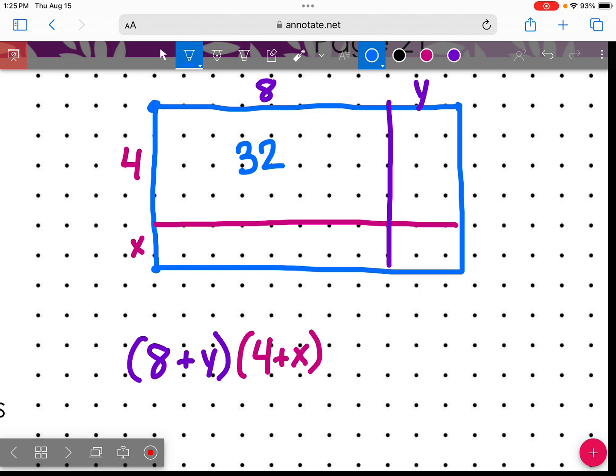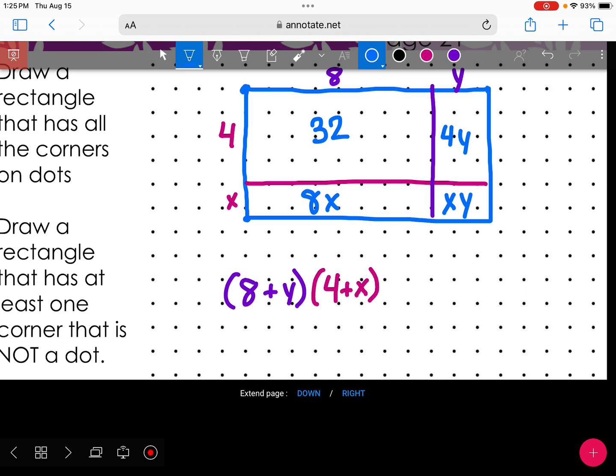So what would be the area of this piece here? 4y. Because I have 4 times y. What is the area of this long piece down here? 8x. And the area of this piece here is xy. We're not doing volume, we're doing two-dimensional shapes.